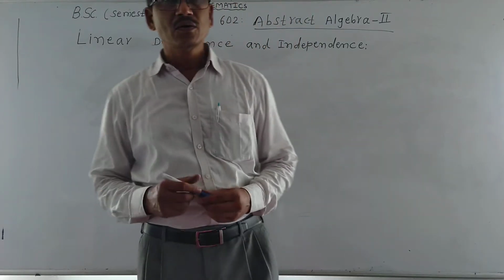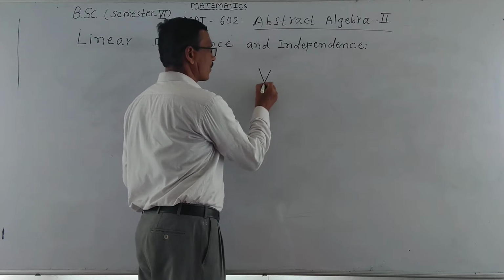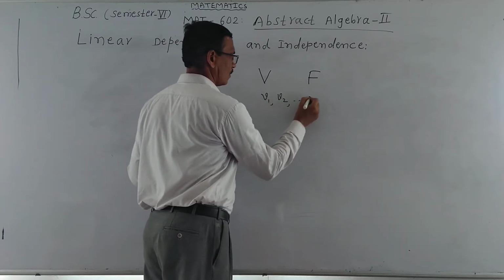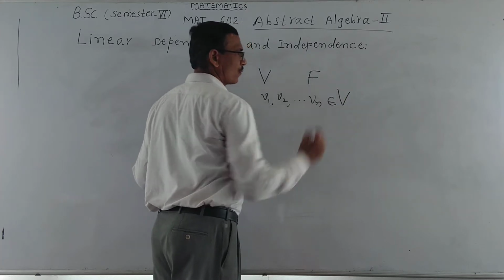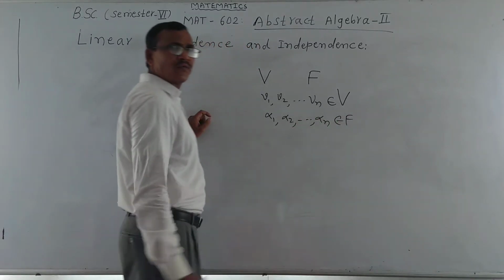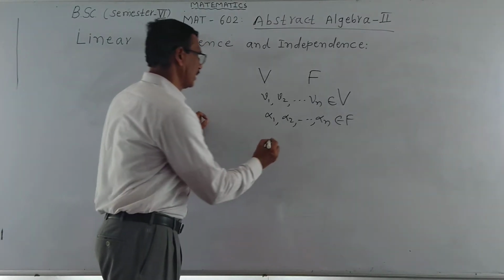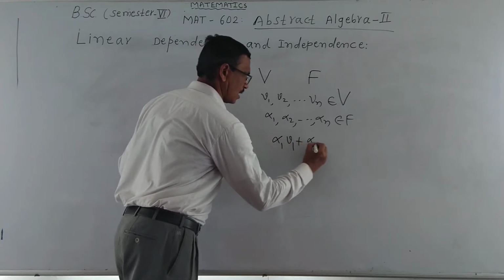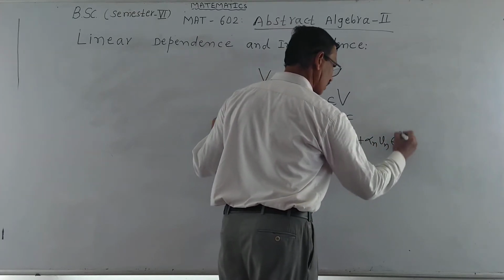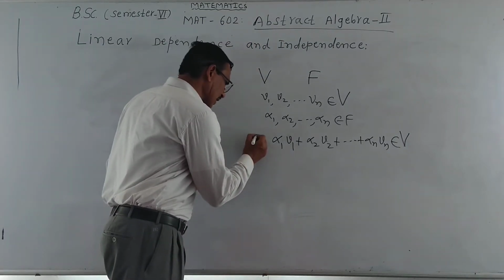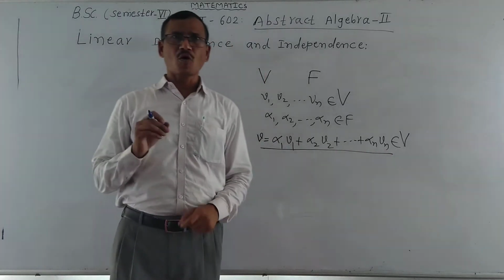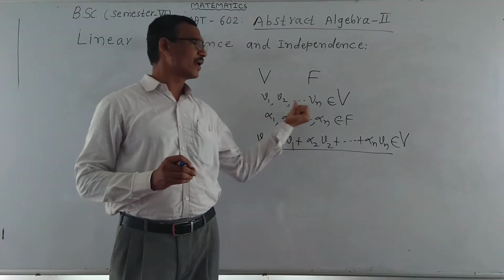In the last lecture, we have seen that if V is a vector space over field F, and v1, v2, ..., vm belong to V and alpha 1, alpha 2, ..., alpha m belong to F, then the vector alpha 1 v1 plus alpha 2 v2 plus so on alpha m vm, which is no doubt an element of V, if we denote this by small v, then this v is called a linear combination of v1, v2, ..., vm.